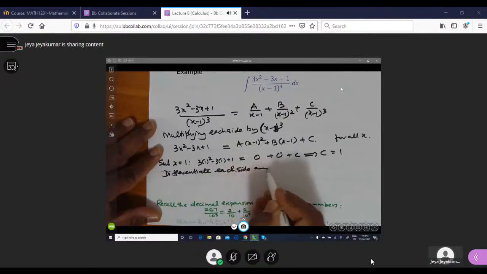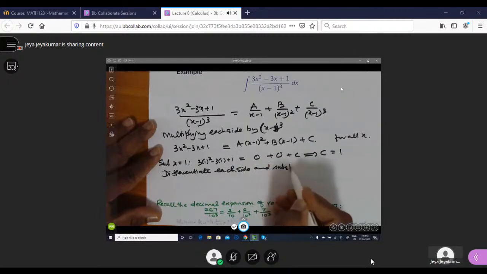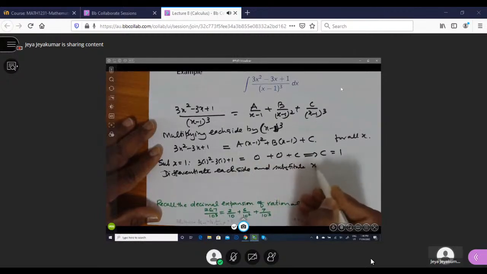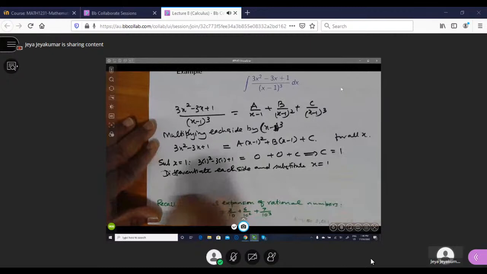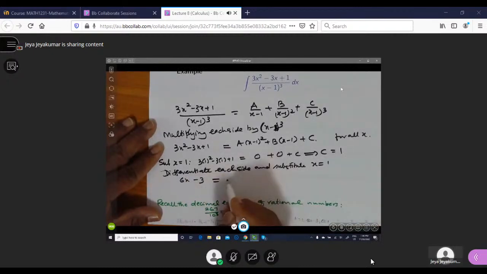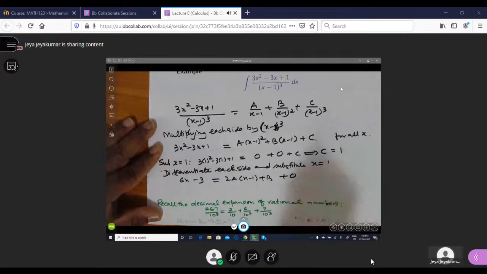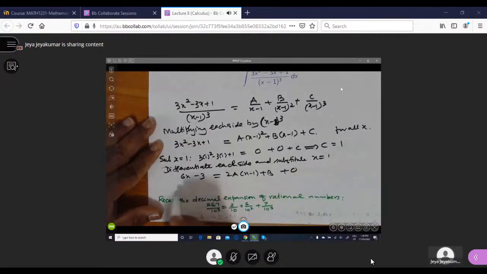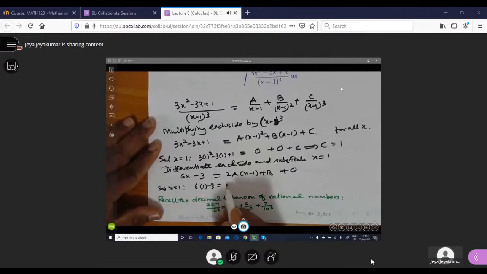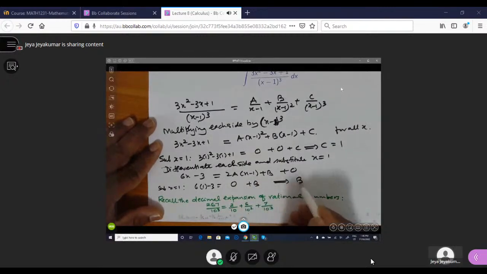And substitute. It's the easiest one. Substitute x equals 1. So when you differentiate it, you get the left hand side 6x minus 3. On the right hand side, 2a times x minus 1 plus b, and the c is 0. Okay? So again, you can substitute x equals 1. You get 6 times 1 minus 3. This is 0. So that immediately gives you b. b equals 3.